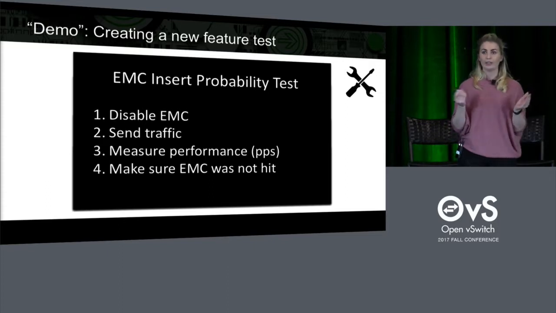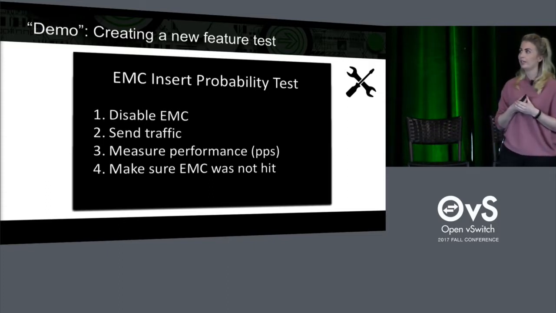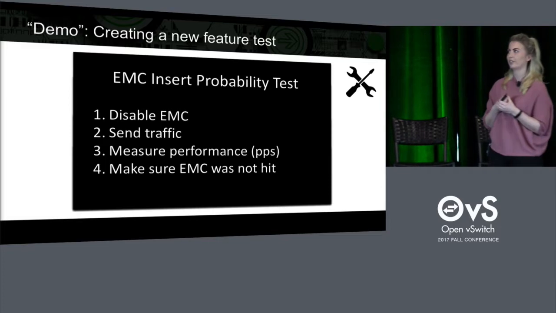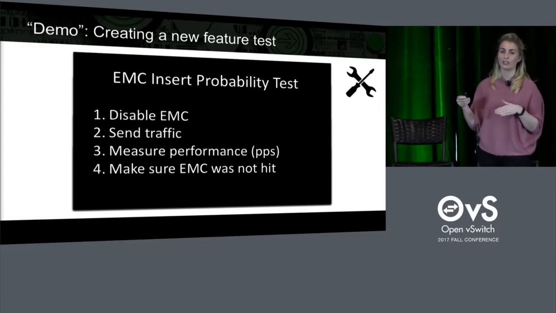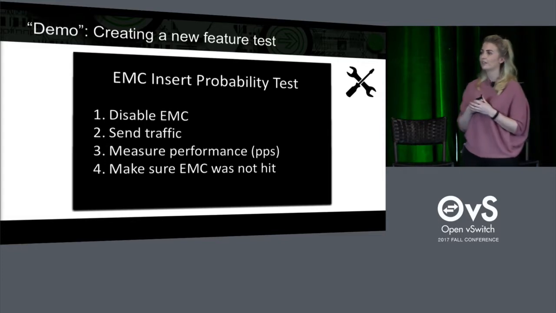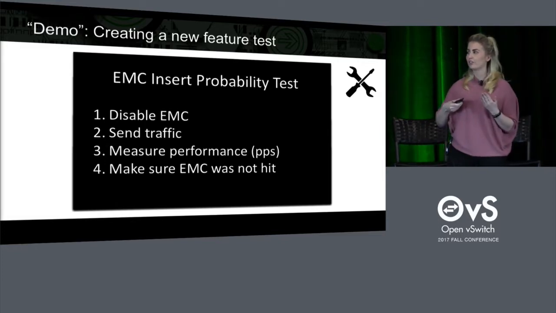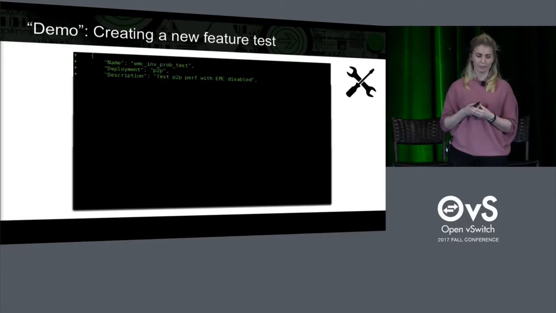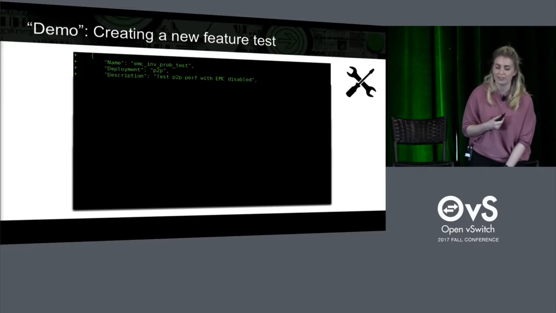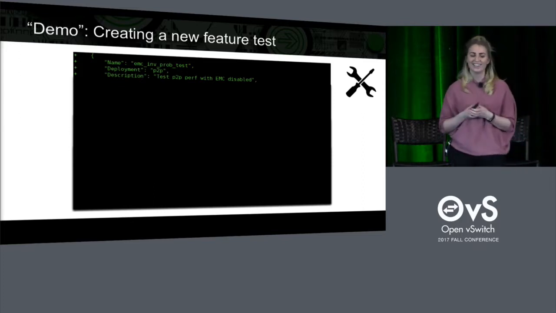The EMC, by the way, I think it was described yesterday, is the exact match cache, which is the first lookup table used by a packet during classification in OVS. And generally, when you disable it, you're going to see a performance decrease, at least for small numbers of flows anyways.